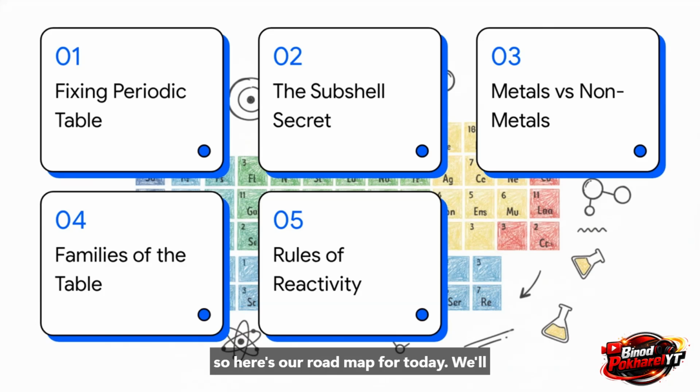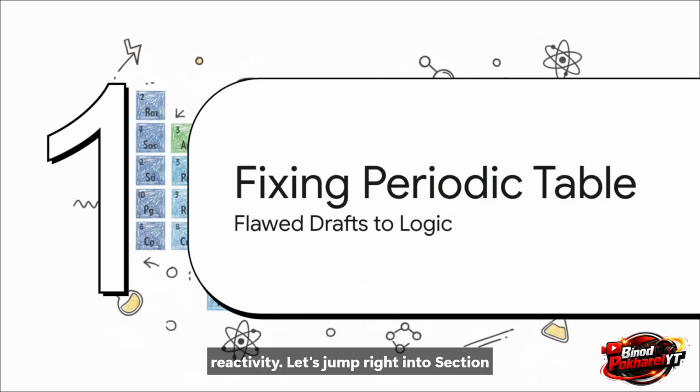Okay, so here's our roadmap for today. We'll start by fixing the early drafts of the periodic table, then we'll decode the subshell secret, explore the great divide of metals versus nonmetals, meet the distinct families of the table, and finally, we'll learn the rules of reactivity. Let's jump right into Section 1, Fixing the Periodic Table, from flawed drafts to modern logic.